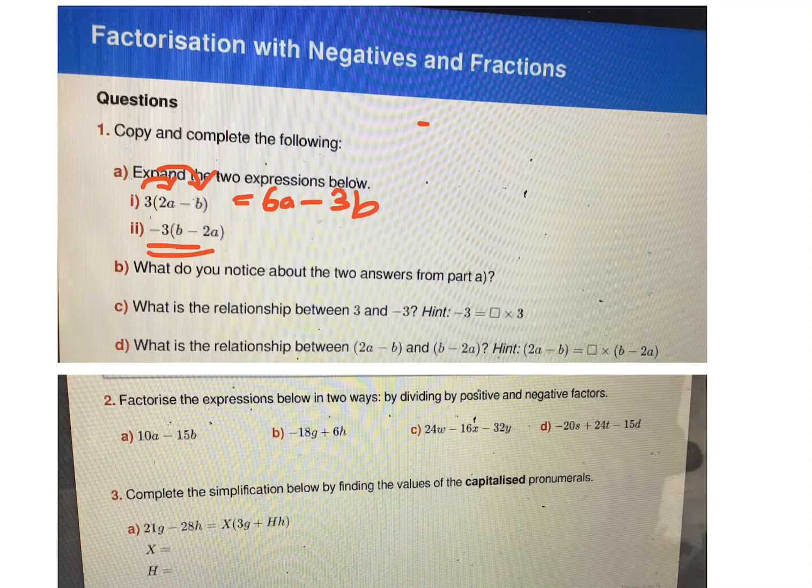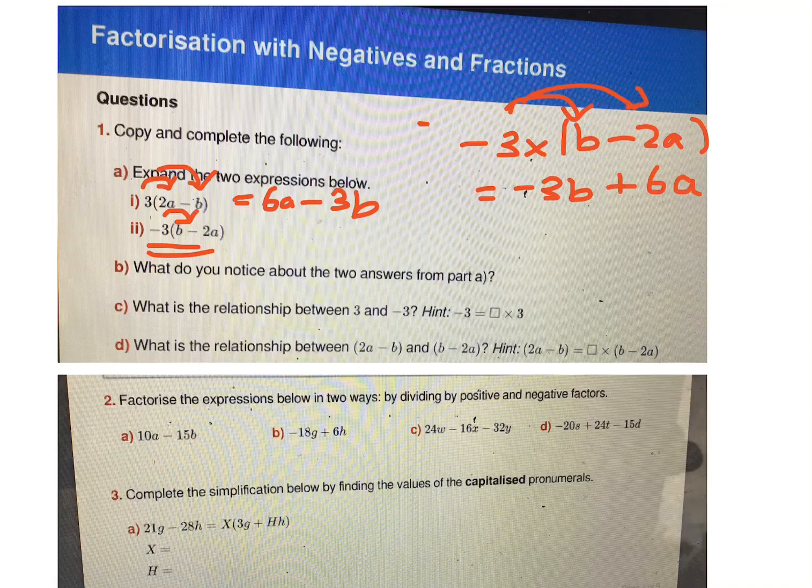And the reason they got the negative one out there, you've just got to realise that when you multiply by a negative, you get a positive. Minus 3 times b is minus 3b. Minus 3 times minus 2a is plus 6a. Okay, so a minus times a minus is a plus.